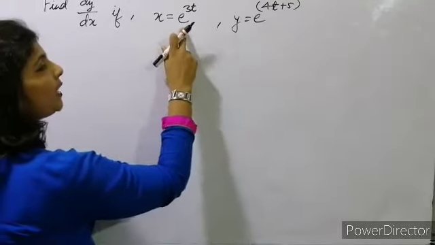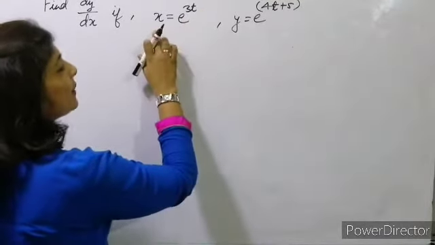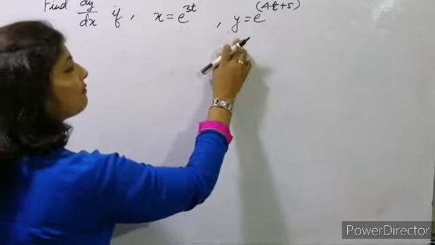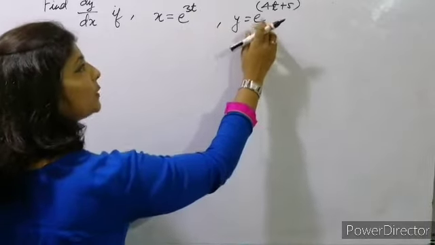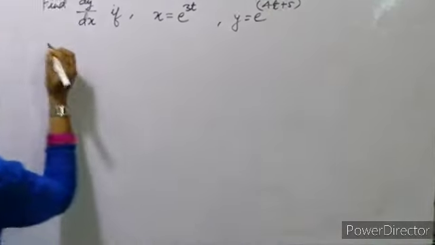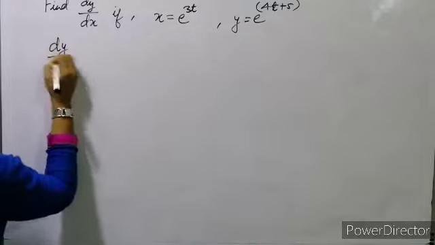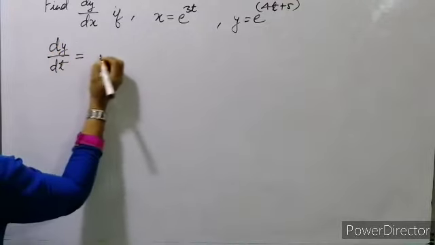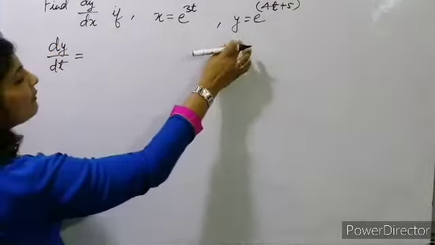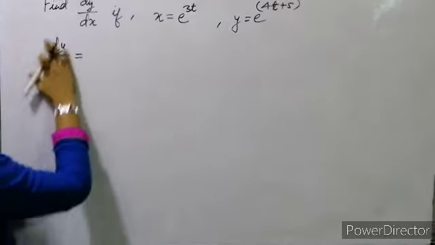if the value of x is equal to e to the power 3t, मतलब x is a function of t and y is also a function of t, y is equal to e to the power 4t plus 5. So first of all we'll find out the value of dy by dt. Okay, so we'll differentiate y with respect to t.